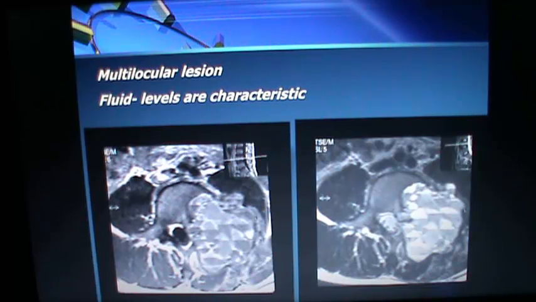Multilocularity and blood pooling result in fluid levels. T1 on the left, T2 on the right. The supernatant fluid is low intensity in T1 and high intensity in T2, while the blood ingredients sedimenting give low intensity in both.